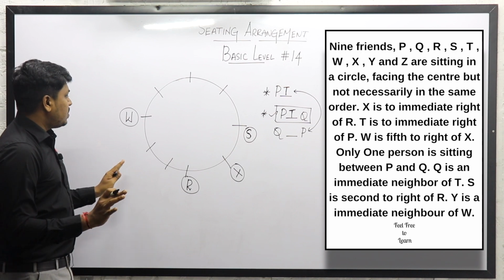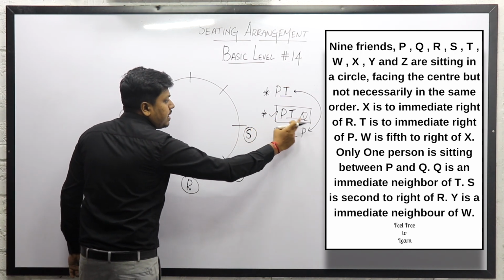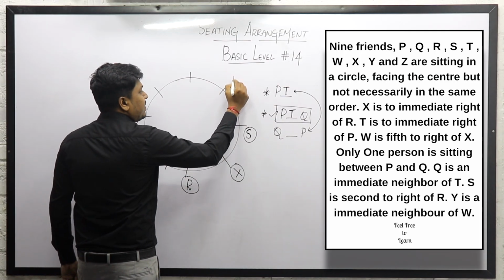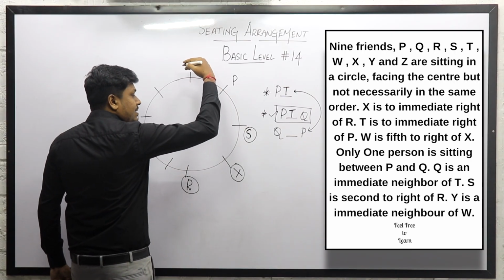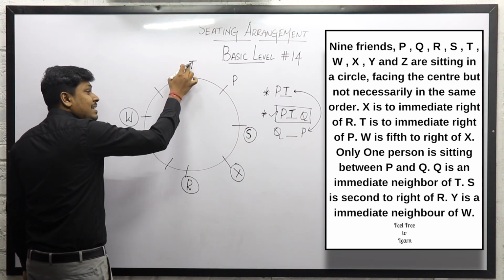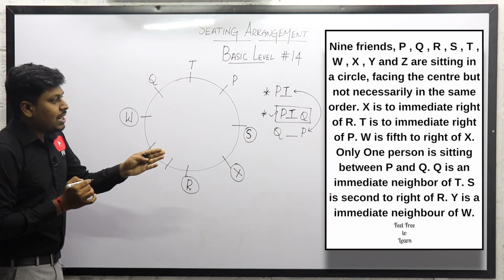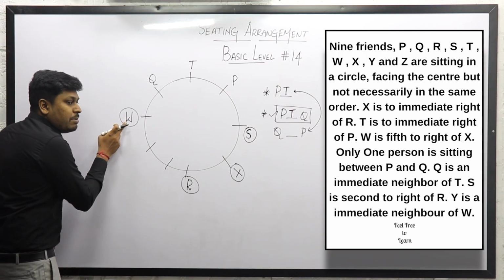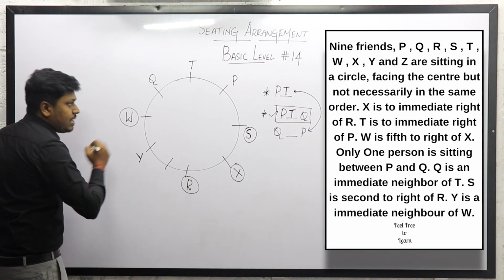So now what we can do is, we try to fix this clue because we know that between P and Q only one person is sitting, that is T. Only one chance that I should fix P here, because if P is facing center, P's right hand side will be this side. So P's right hand side T is sitting and we know that T is an immediate neighbor of Q. So definitely I should fix Q here. So according to the last point, Y is an immediate neighbor of W. So W's immediate neighbor should be Y. Only one option that we have. So I should place Y here.